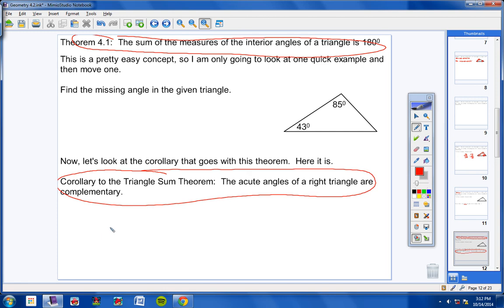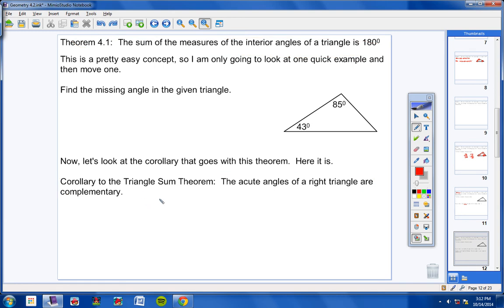The acute angles of a right triangle are complementary. Take a second and copy that down. The acute angles of a right triangle are complementary. Okay, here we go. Copy this down.